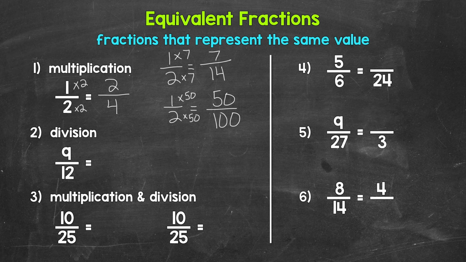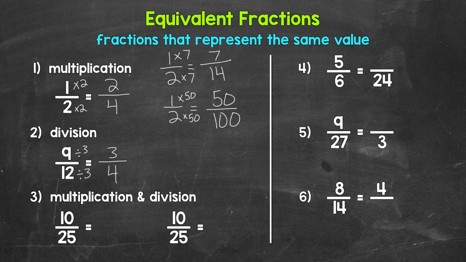So do we have a number that we can divide both 9 and 12 by without getting a remainder? Yes, 3. So we can divide both 9 and 12 by 3. And that will give us an equivalent fraction here. 9 divided by 3 gives us 3. And 12 divided by 3 gives us 4. So 9/12 and 3/4 are equivalent fractions.